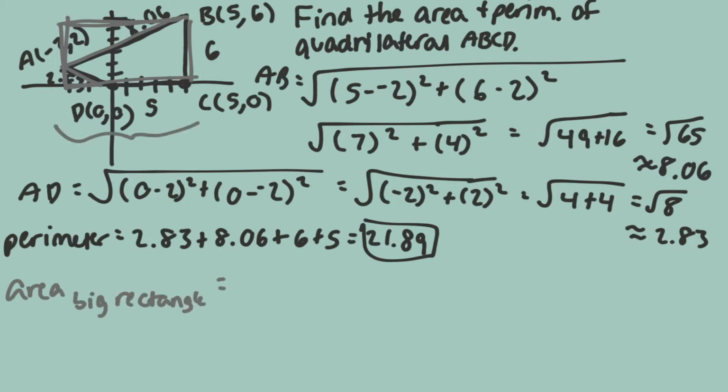So we can find the area of the big rectangle. That length is 7, and this length is 6. So length times width is 42. But remember, we're trying to find this area. So let's find this area, because that'll be easy.